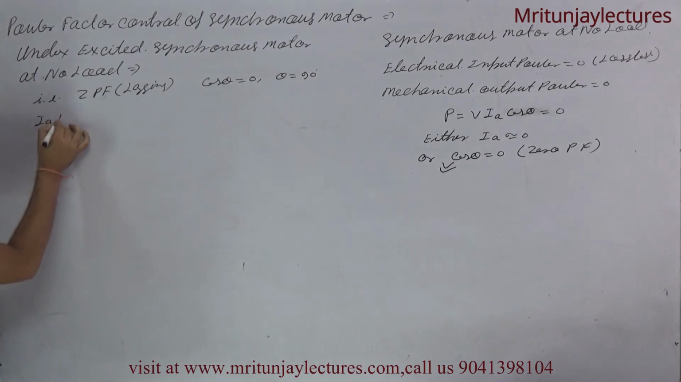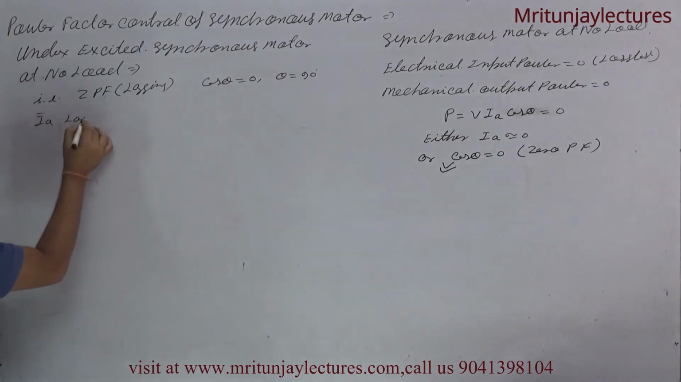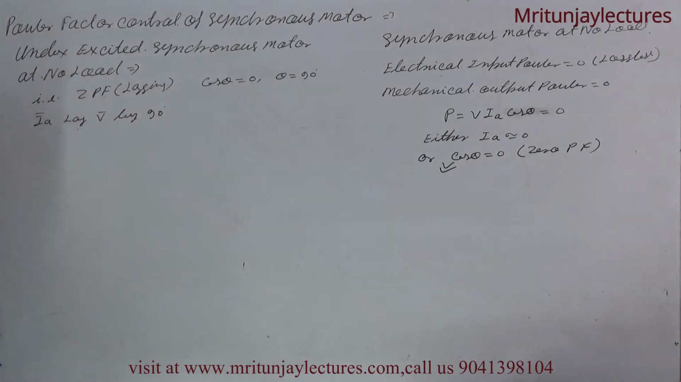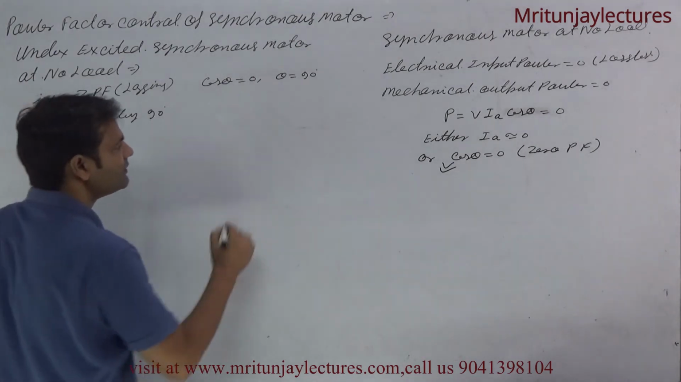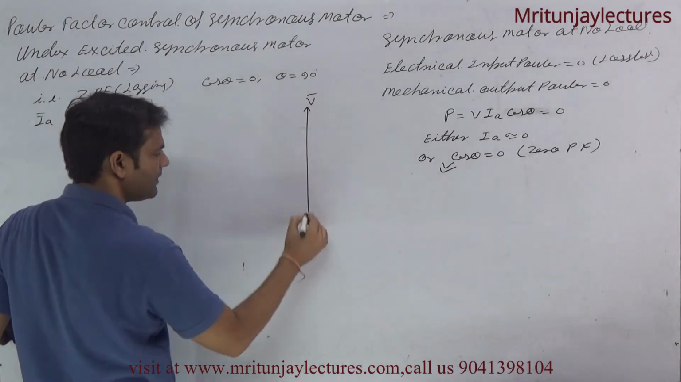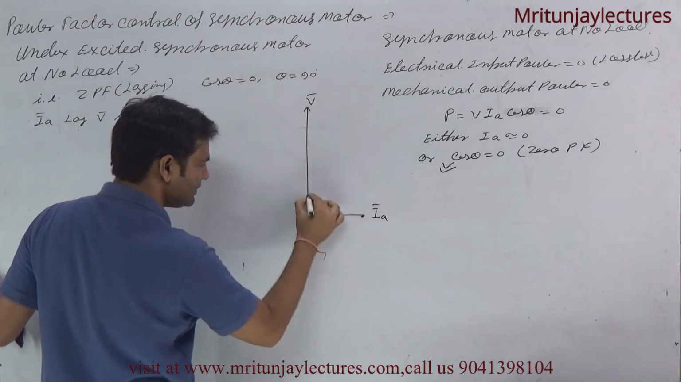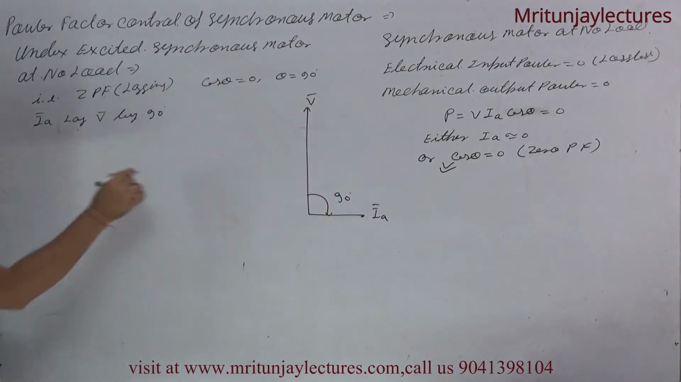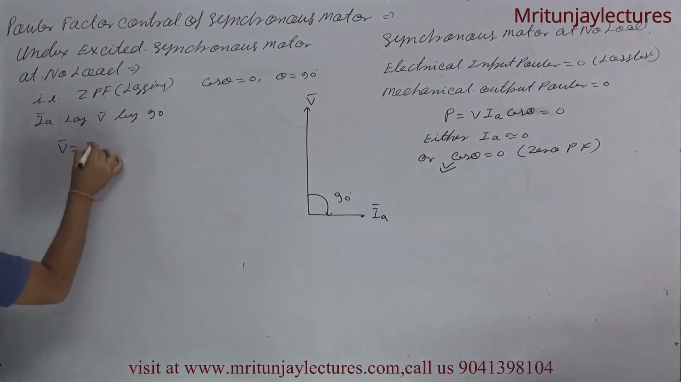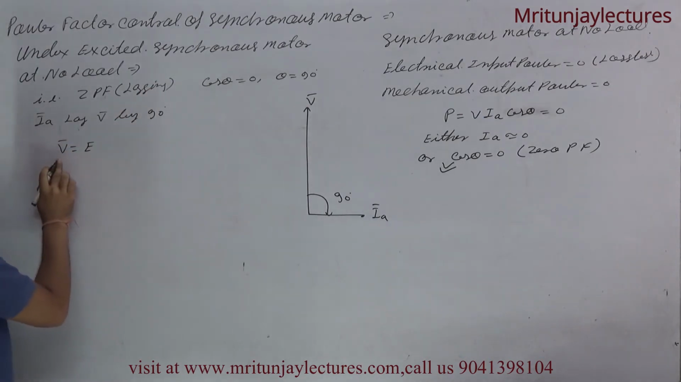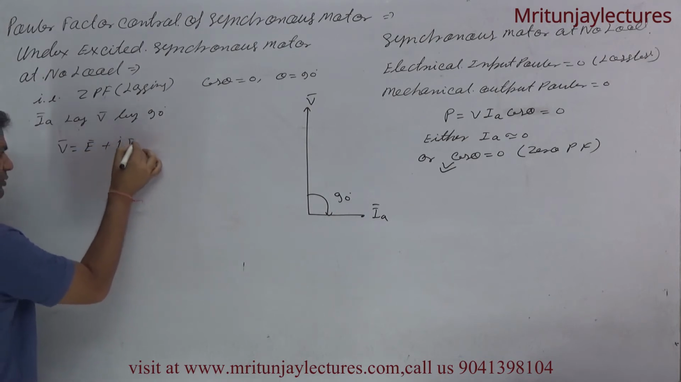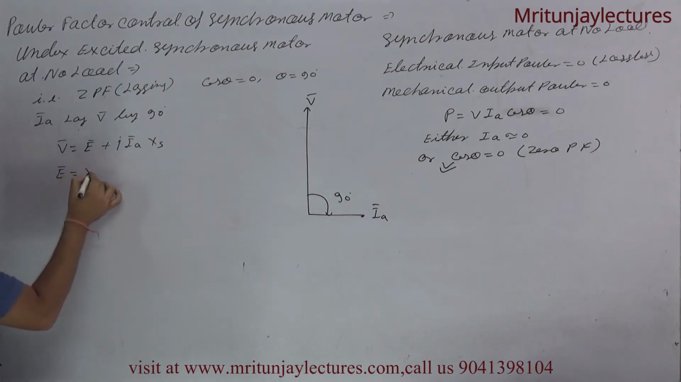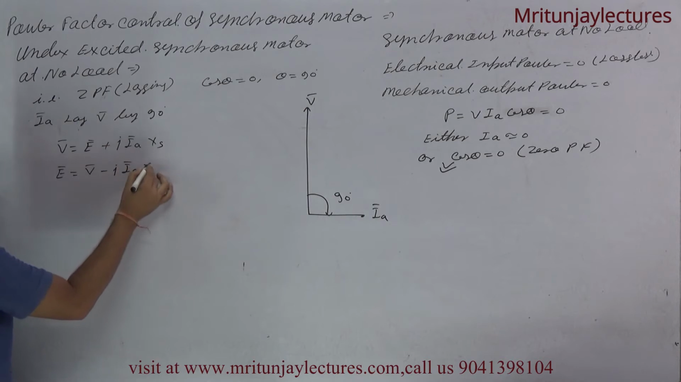Okay, Ia lags V by how much angle? 90 degrees. Clear? So if you want to draw this one, this is V, and Ia lags by 90 degrees. That's why I represent it here. And what about V? For a synchronous motor, terminal voltage V is written as E plus J into Ia into Xs. Now E is also written as V minus J into Ia into Xs.